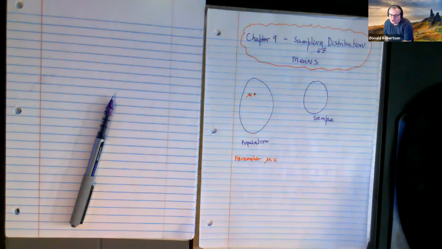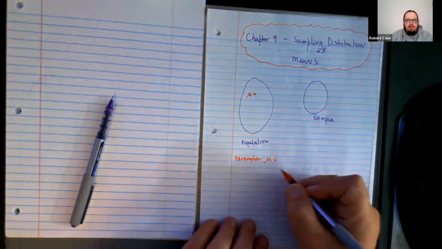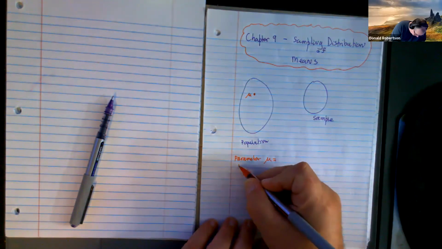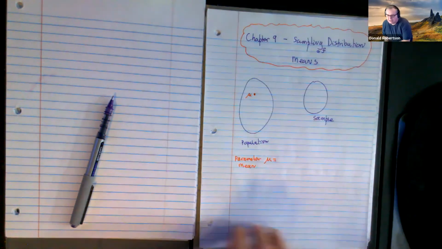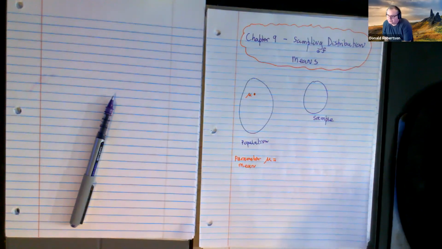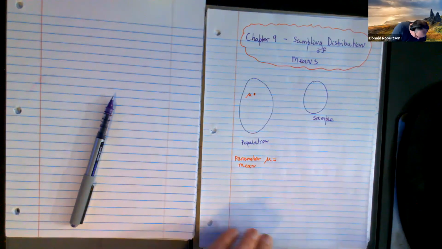What is mu calculating? It's the Greek letter mu, but what is it when you talk about the population, mu equals 20? What is that? The average, the mean. Yeah. So it's the population mean. And it's called a parameter, right?